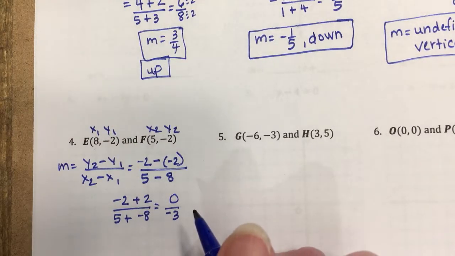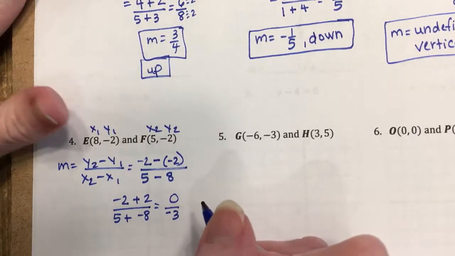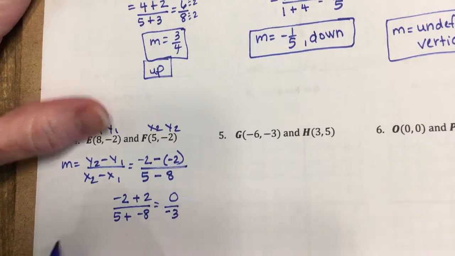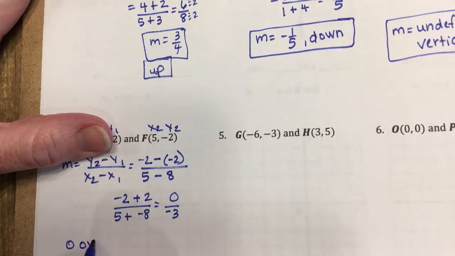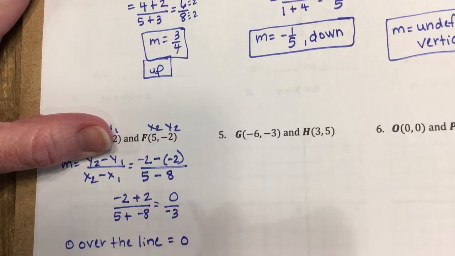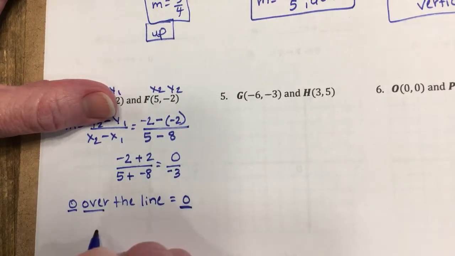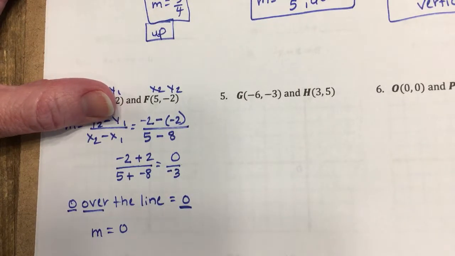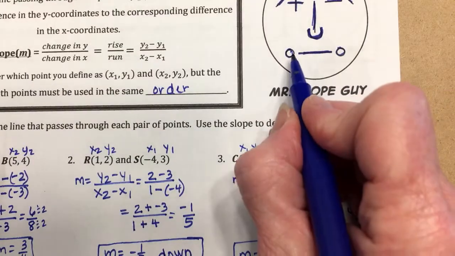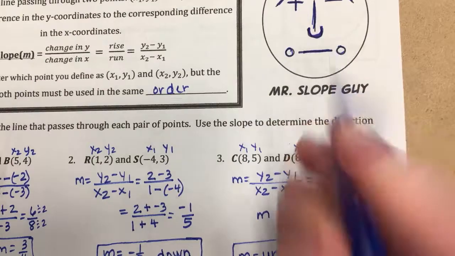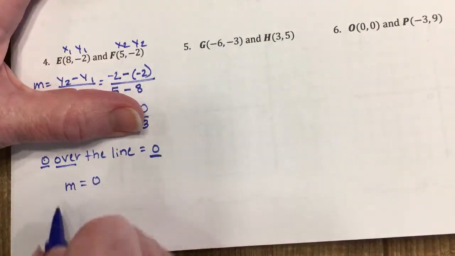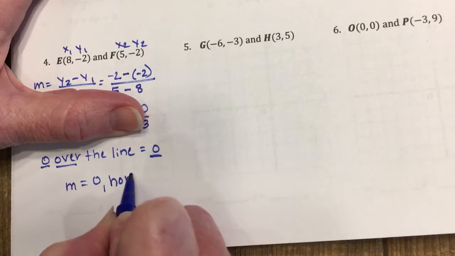Okay, and so this, again, is one of those funny cases where I have a 0 this time in my numerator. So when 0 is over the line, then it's just equal to 0. So I can divide 0 by negative 3. When 0 is over the line, then the slope is 0. All right, so m is equal to 0. The slope is equal to 0. And then what does that tell me about my line? When I have a 0 slope, my line is horizontal. Okay, so a 0 slope is horizontal.